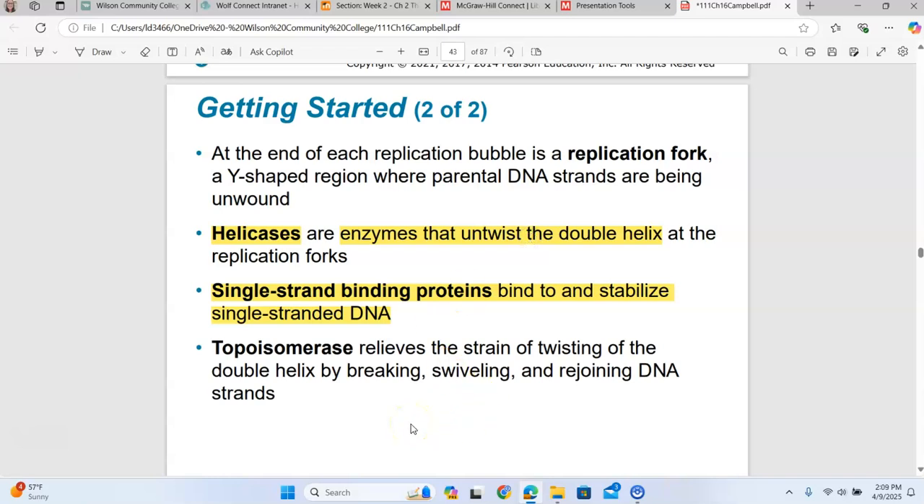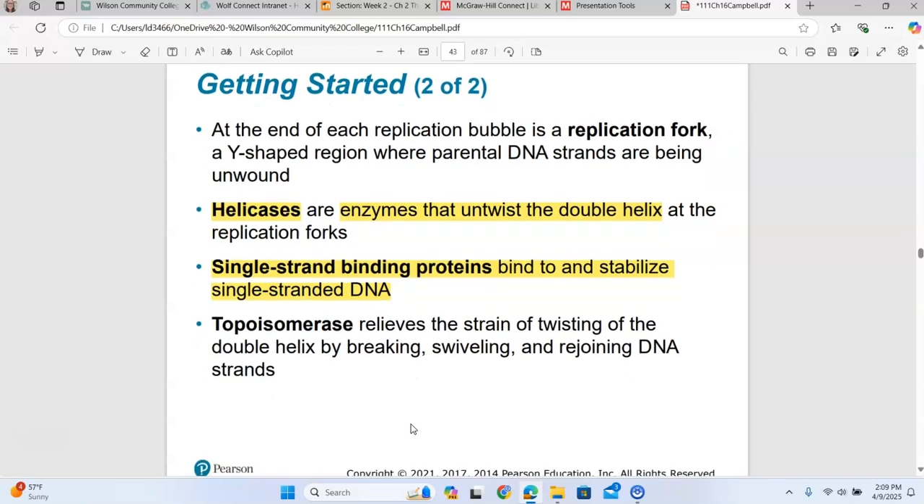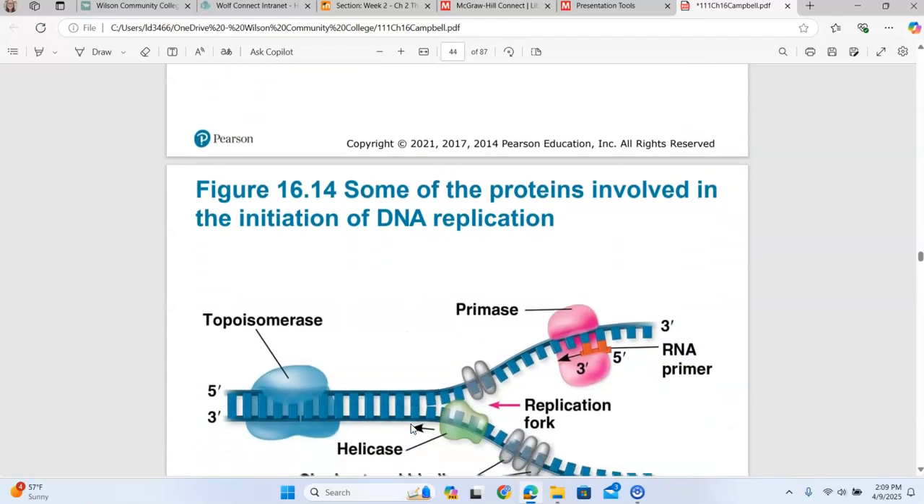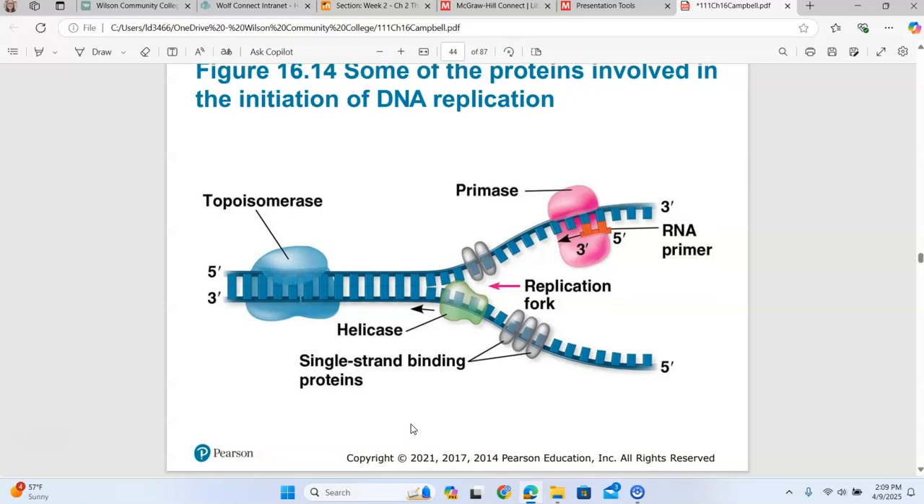Then there is an enzyme called topoisomerase, and it relieves the strain of twisting of the double helix by breaking, swiveling, and rejoining DNA strands. So I'm probably not going to highlight that one because I do want you to know the role of helicases and the role of the single-stranded binding proteins.